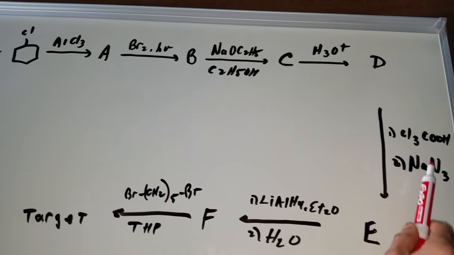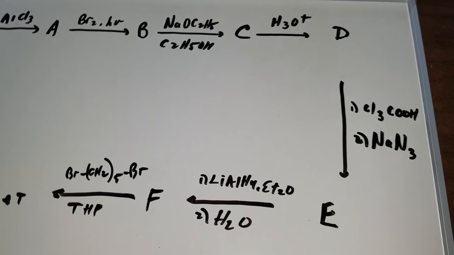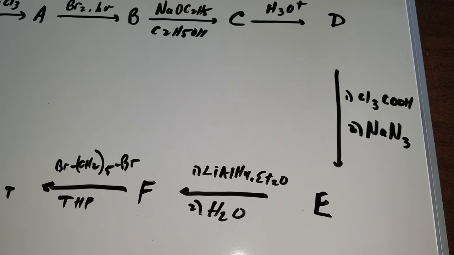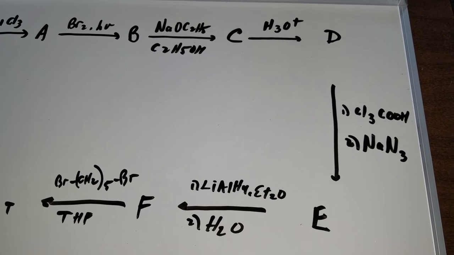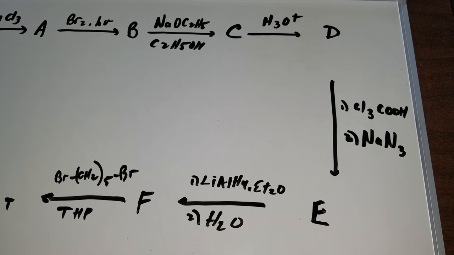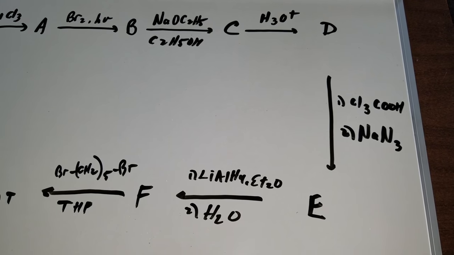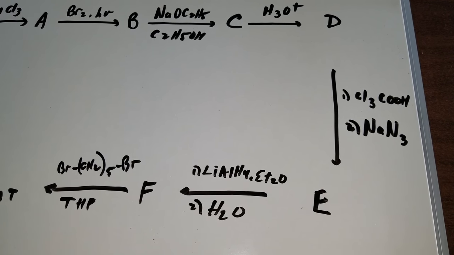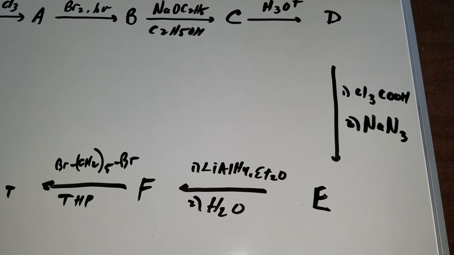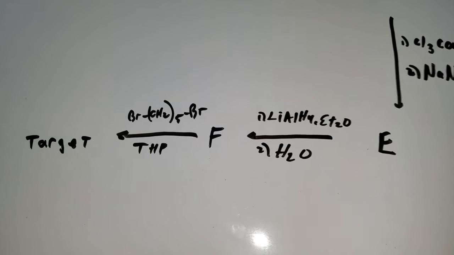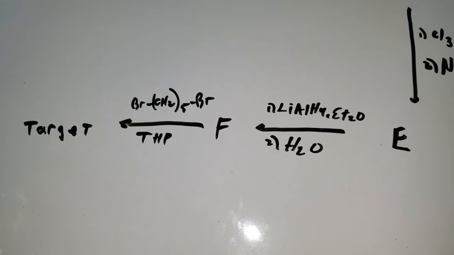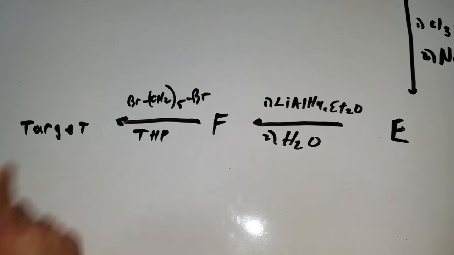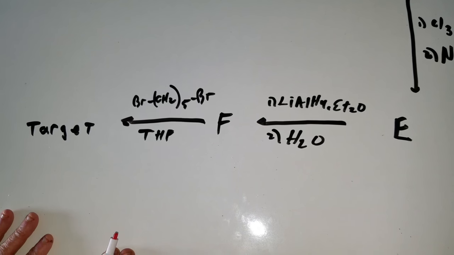And then these next two steps, I'm going to give you time to think about: what Cl3COOH followed by sodium azide would do. That would give me product E. And then I'm going to do a reduction with lithium aluminum hydride in ether and water. And then the most important step, I am going to take a dihalide, and we're going to get our target.